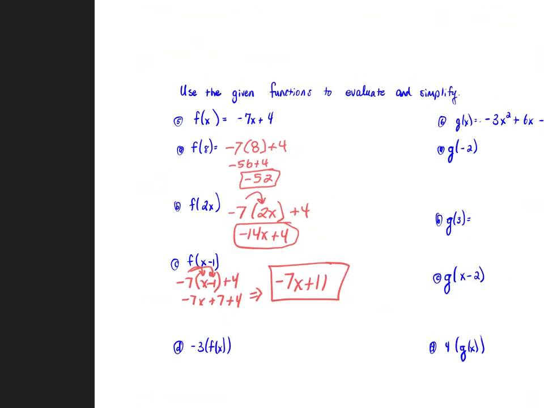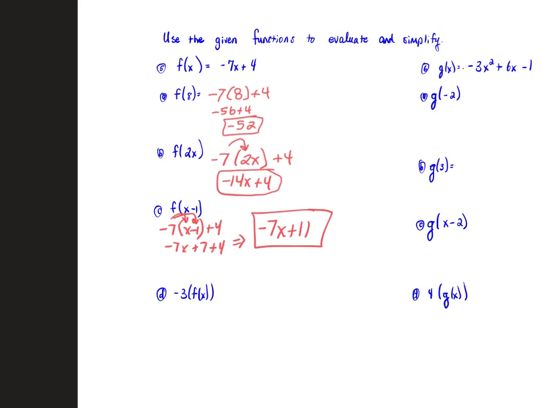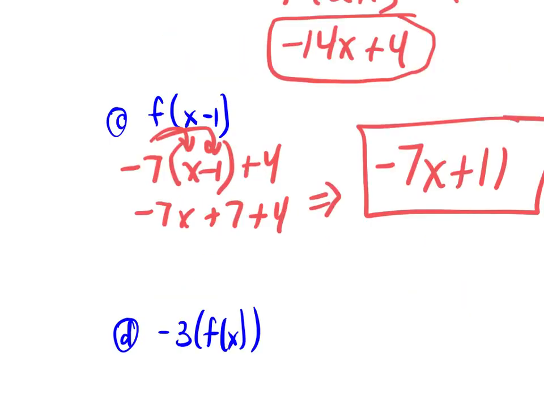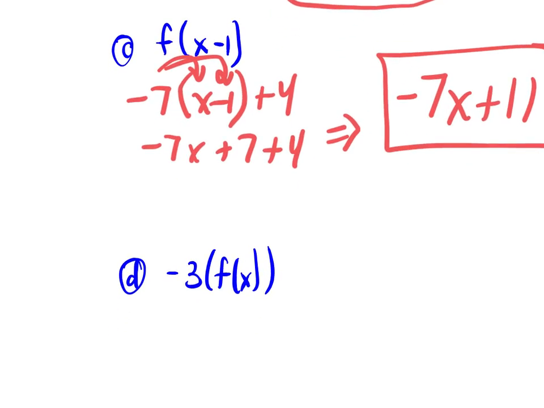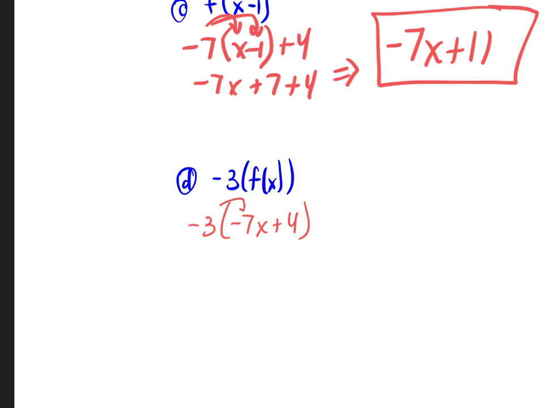And then the last one, what is D asking you to do? Multiply what by -3? The whole function. Good. It's saying take -3 and multiply it by the whole function, which was -7X plus 4. Is that the original? Okay. So now I just distribute.